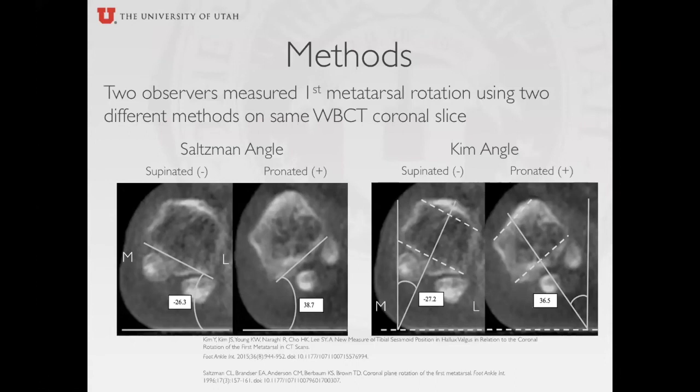The Kim angle is relatively similar, but uses 2 lines on the first metatarsal head, one that connects the superior medial and superior lateral corners of the first metatarsal head, and then another line that connects the inferior medial and inferior lateral corners. You draw a line that bisects those, and then the angle that's formed between that line and a line perpendicular to the floor gives you your Kim angle, or your overall rotation.